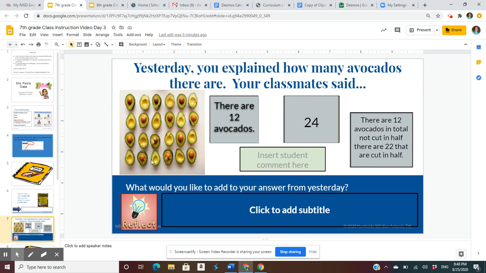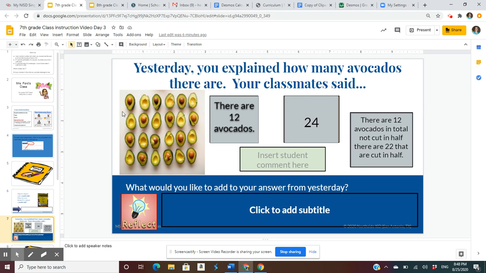Looking at our situation here, remember that there are always two halves to an avocado to make a whole avocado, because what you're looking at is halves. So if I put this half and this half together, that makes a whole, right? Looking at this, that means this is one whole, two wholes, three, four, five, six, seven, eight, nine, ten, eleven, and twelve wholes. So there are 12 whole avocados.